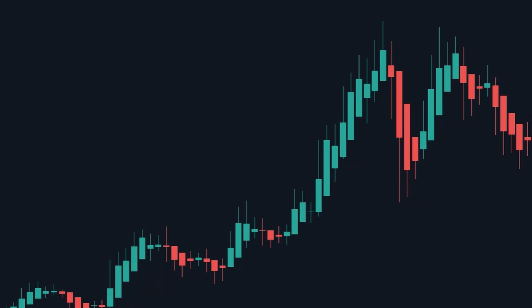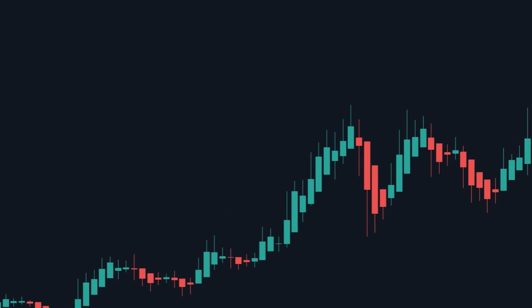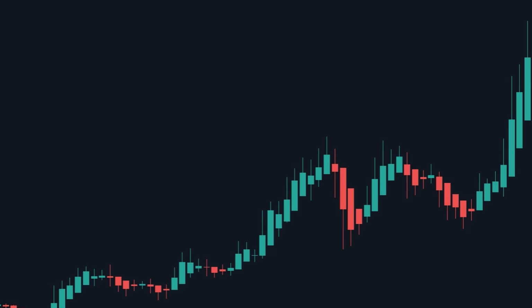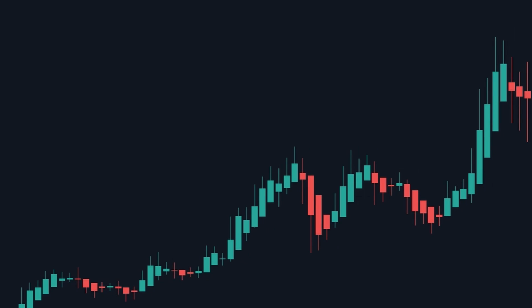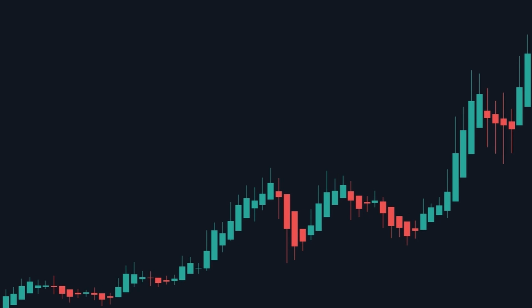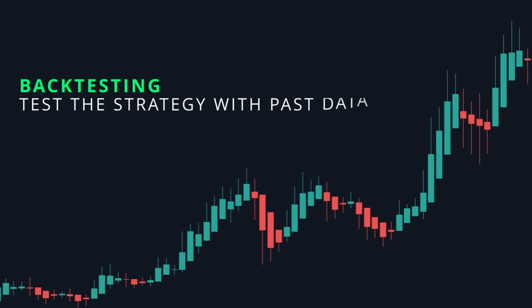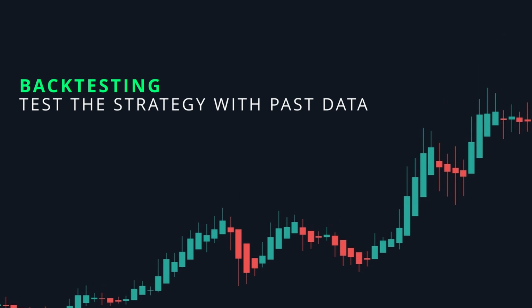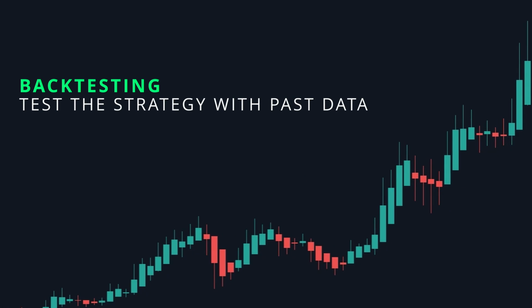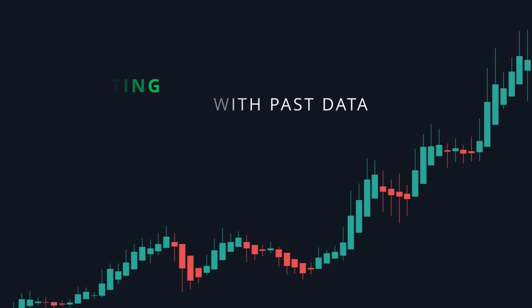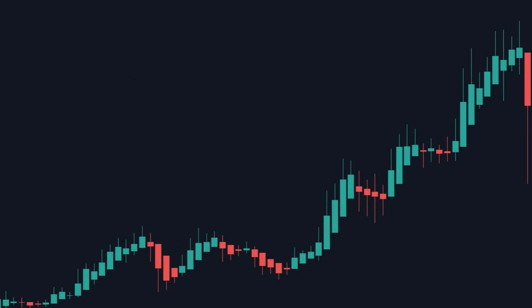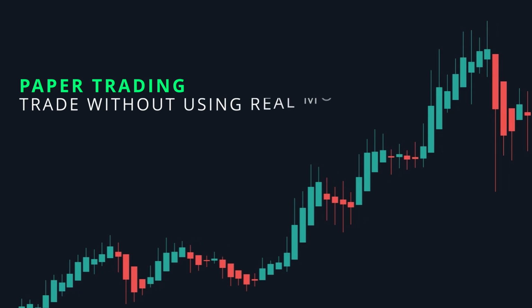We've just discovered a highly profitable trading strategy, both for long and short trades. However, traders should not rely solely on these results. Instead, they should backtest the strategy with historical market data. Backtesting usually takes around 100 trades to be completed. After backtesting is done, if the strategy is still profitable, traders can move on to paper trading.